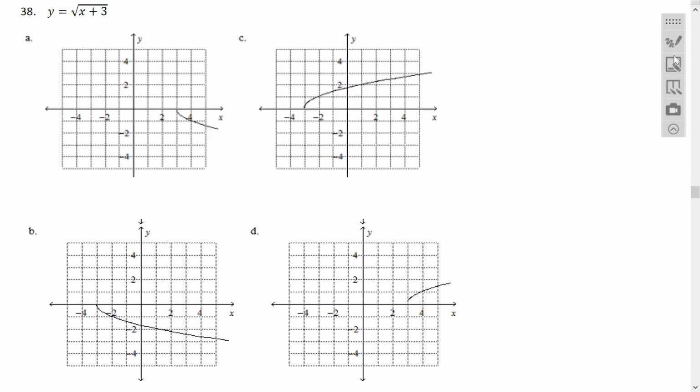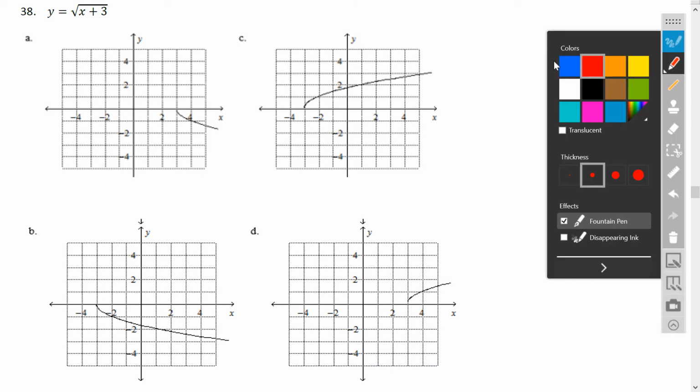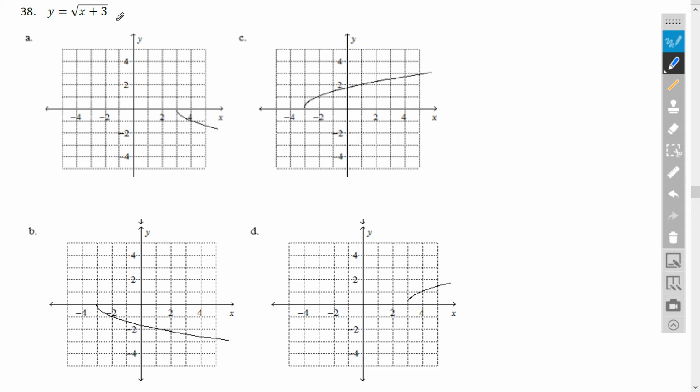Square root of x plus 3. Okay, you can use what we just did on the previous problem, transformations, to do this problem, because plus 3 would be a shift to the left by 3 of the parent function. And there's only one of these that's shifted left by 3. It's letter C.